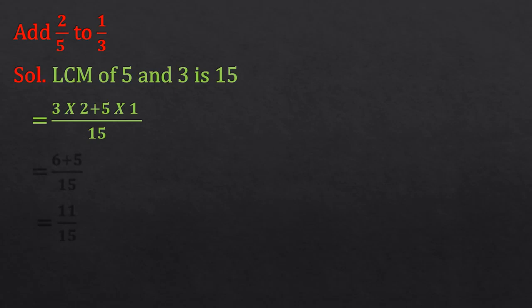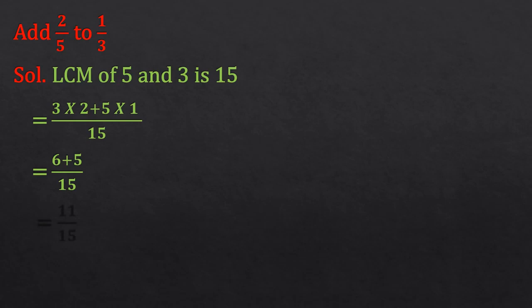Now follow the same procedure with the second fraction also. The denominator of the second fraction is 3. Now divide 15 by 3. What do you get? You get 5. 3 5s are 15. Multiply that 5 by the numerator, that is 1. 5 1s are 5. So 3 2s are 6 plus 5 1s are 5.